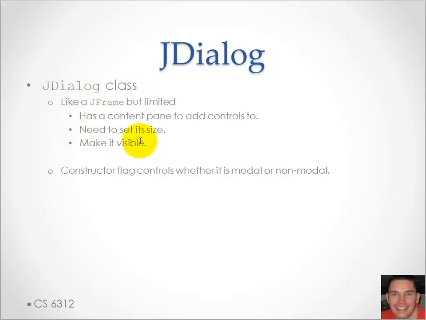As we talk about dialogues in Java, the JDialog class is a lot like the JFrame, but it is a little bit limited. It does have a content pane, but you need to set its size and to also make it visible. And then there's a constructor flag that controls whether it's modal or non-modal.